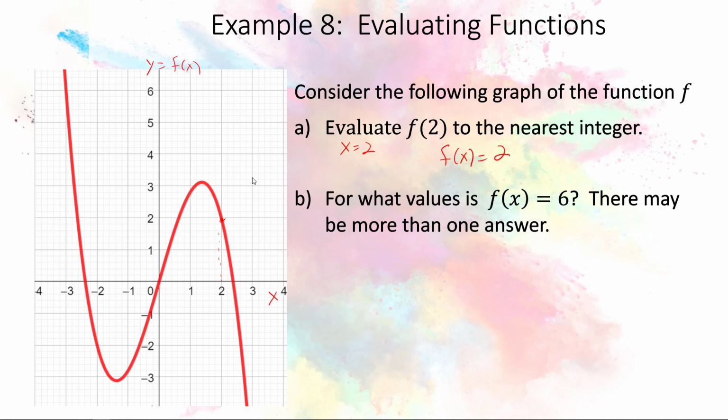Now, for the second part, we have that f of x is equal to 6. So we're up here. We want to find for what values of x is f of x equal to 6, and there may be more than one answer. So here we are at 6. We go to where 6 intersects the graph. That occurs here, and that occurs when x is equal to negative 3. So in this particular case, x will be equal to negative 3.